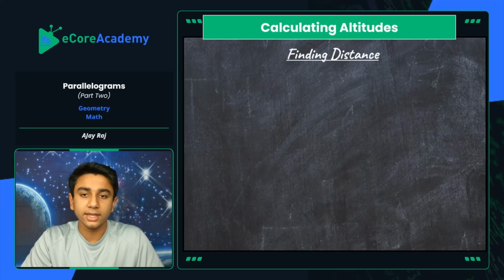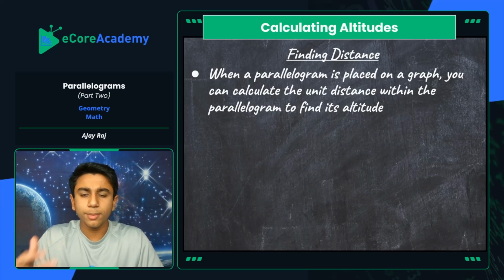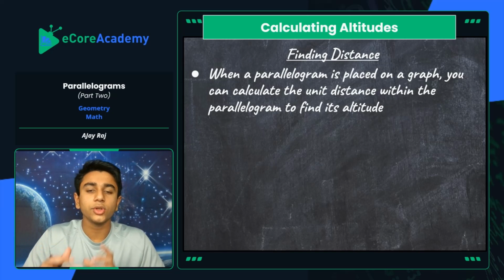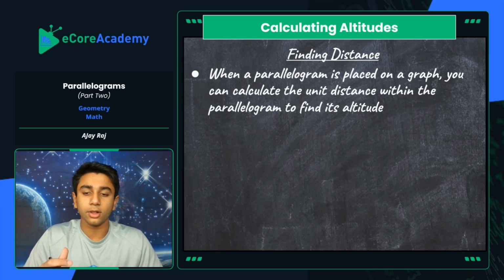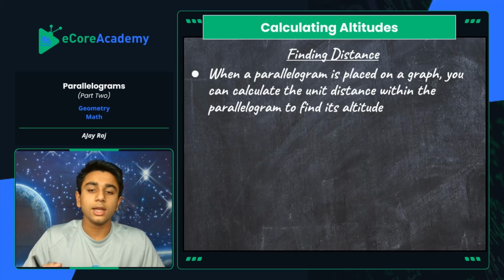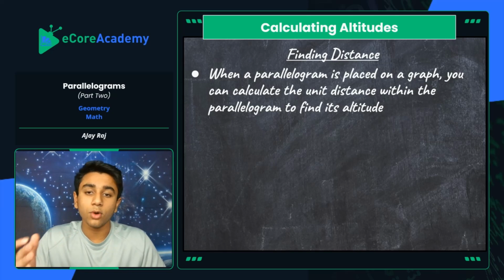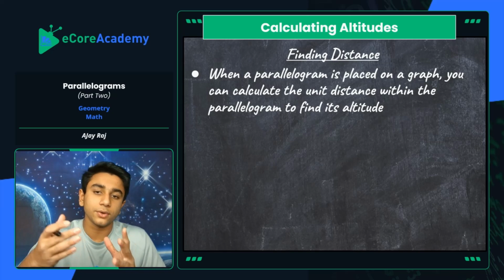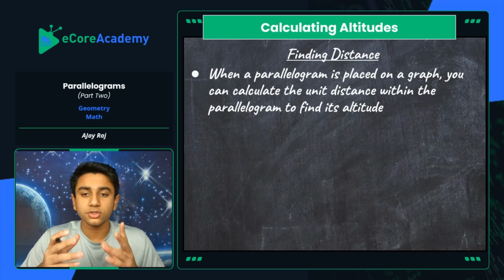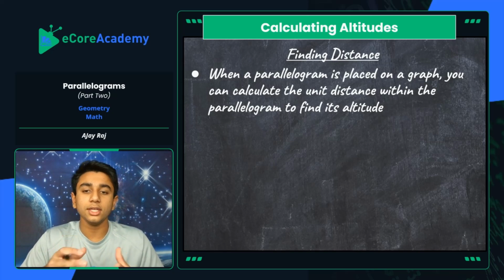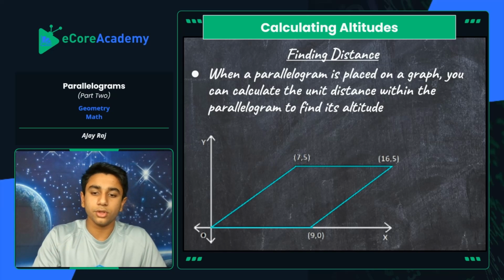So this is all about finding distance. When a parallelogram is placed on a graph, you can calculate the unit distance within the parallelogram to find its altitude. Now, on any parallelogram, you're going to have at least one altitude on the interior of the parallelogram. And in traditional geometry, we do not focus on any possible altitude that's on the exterior. We like to focus on the interior. So we're going to try and calculate these altitudes on the interior by merely using the distance formula or by calculating your vertical unit change.